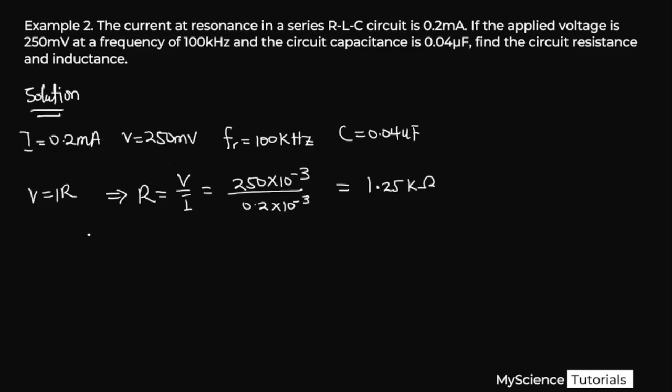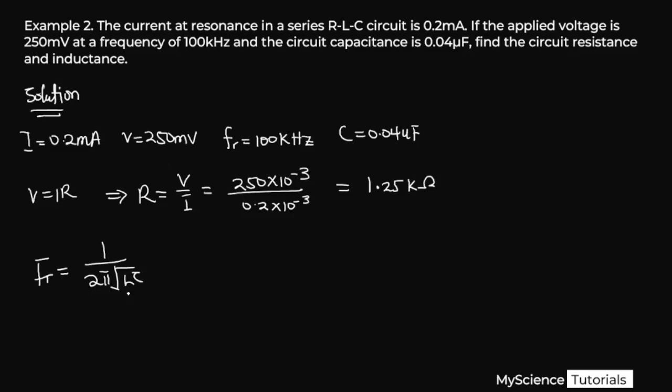All right, so let's look at how to find the inductance. Now, in finding the inductance, we realize that there's a bit of a problem because there's no direct way we can find the inductance, but we were given a clue. We have our resonance frequency. We know that the resonance frequency FR is equal to 1 over 2 pi root LC. So we have our inductance over here.